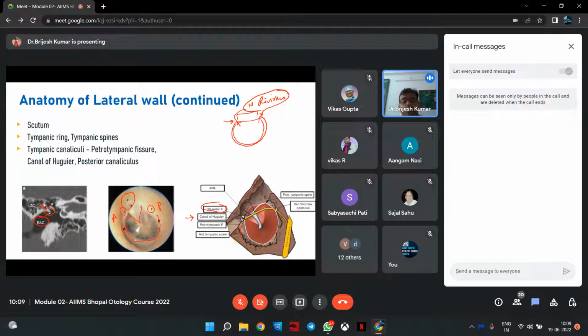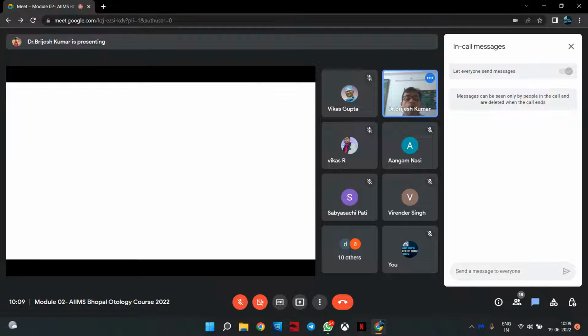I am not familiar with these terms because these terms are not described in anatomy textbooks. And here you can see the posterior canaliculus. We will also see this when we discuss the posterior wall. You can also see here the posterior tympanic spine. So that's about the lateral wall of the middle ear.